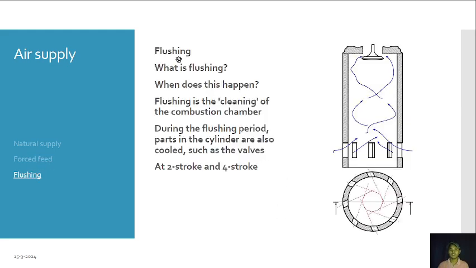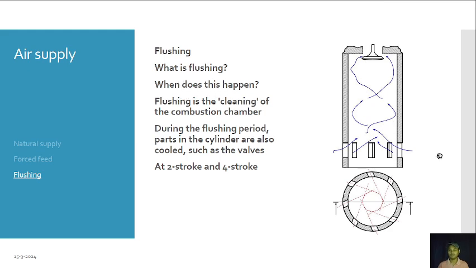Next, we have the flushing. What is flushing? Flushing is the removal of unwanted gases, cleaning of the combustion chamber by using fresh air going to the combustion chamber and then flushing the exhaust out of the combustion chamber. So this inside here is the combustion chamber. So when does this happen?